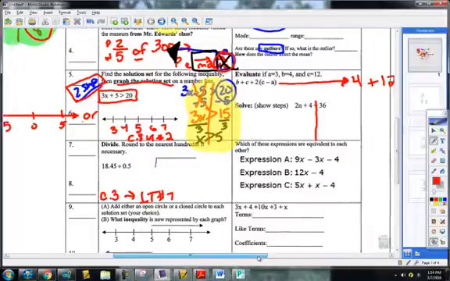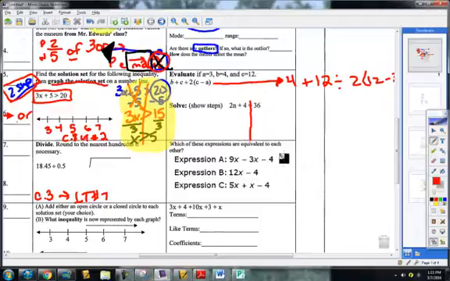Okay, which of these expressions are equivalent? They could all three be equivalent, or just two of them could be. We're trying to figure out what's equivalent to each other. So you're going to have to do what's called combining like terms. The only difference here is there are subtraction signs, but nothing changes. I mean, if this was 9x plus 3x, you would make this 12x minus 4, right?